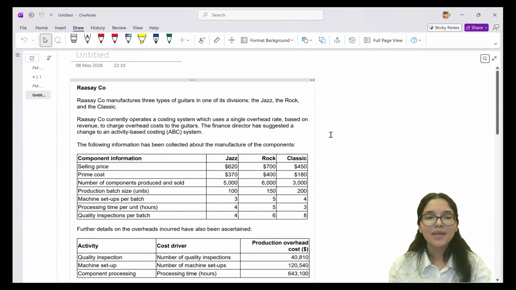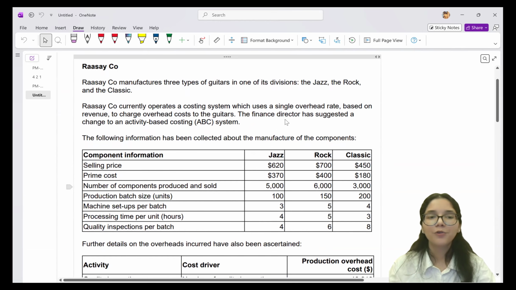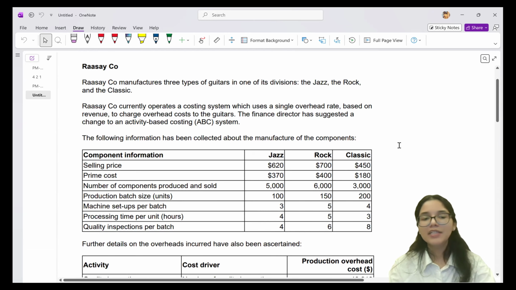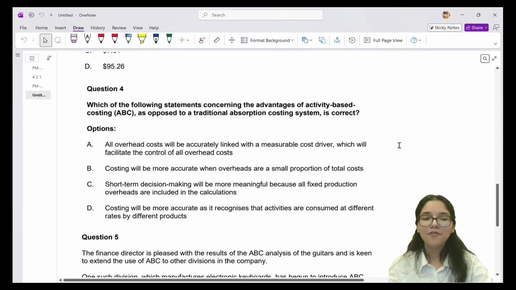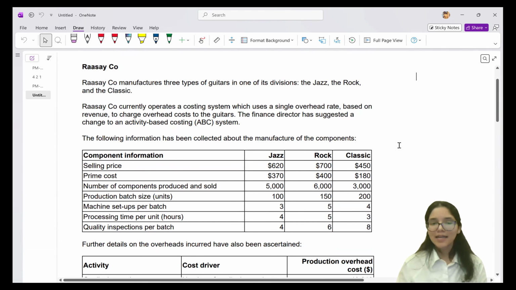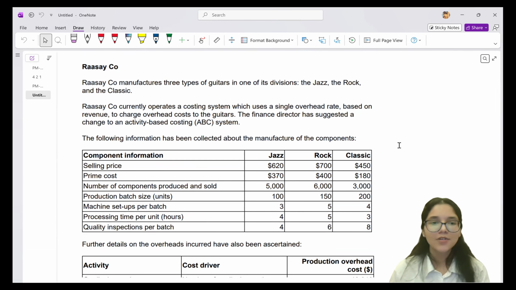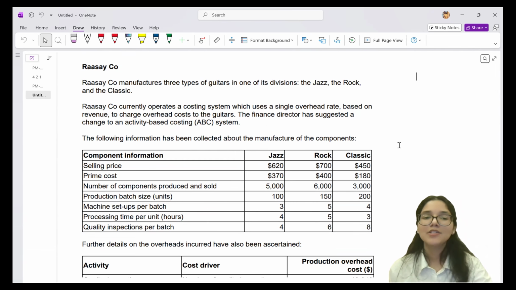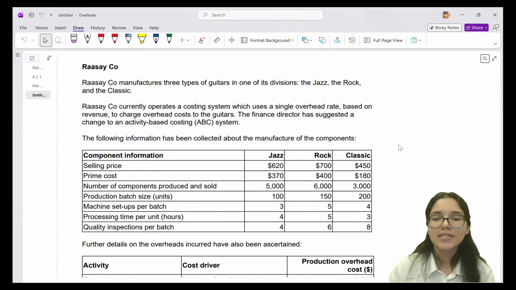So this is a past paper case study that I have copy pasted for you over here. You can see the information. We'll first read the case study, then we have to answer 5 questions basis this case study. So we are told Rase company manufactures 3 types of guitars in one of its divisions. First, you have the jazz, then you have the rock, and then you have the classic. Rase company currently operates a costing system which uses a single overhead rate based on the revenue to charge overhead costs to the guitars. The finance director has suggested a change to an activity-based costing system.